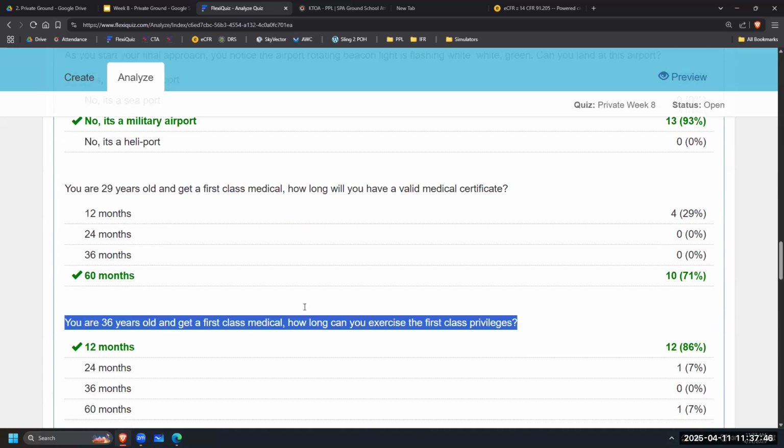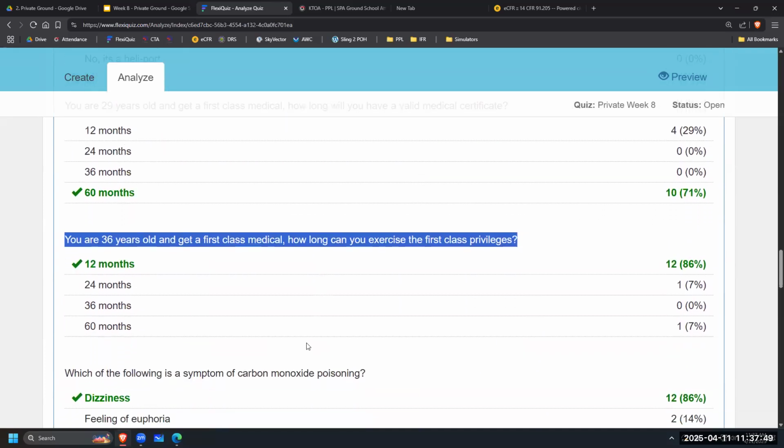All right, Craig, can you read this, please? You are 36 years old and get a first class medical. How long can you exercise the first class medical? 12 months. Absolutely.